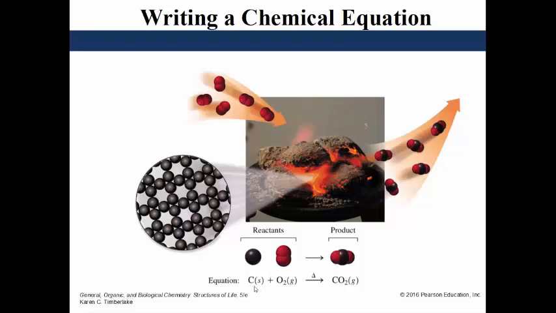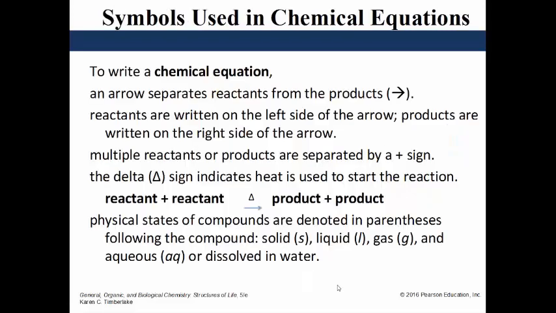An example here, carbon plus oxygen, these react together and give you, or yield, carbon dioxide. That's the product. All right, to write a chemical equation, that arrow is what will separate the reactants from the products. Everything to the left-hand side of the arrow are reactants. Everything to the right-hand side of the arrow are the products. And if you have multiple of either one, they are separated by a plus sign. One plus another. Sometimes above the arrow, you will see a triangle shape. That is the delta sign. And when you see this with a chemical reaction, that indicates that heat is used in that reaction. So for this example, this reactant plus that reactant combined together with heat added will give you these two products.